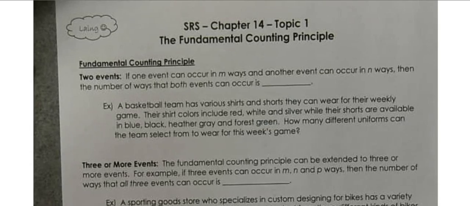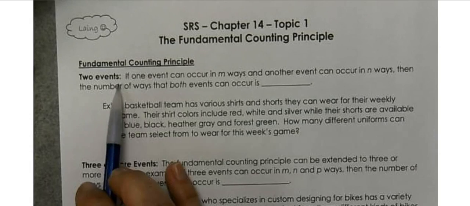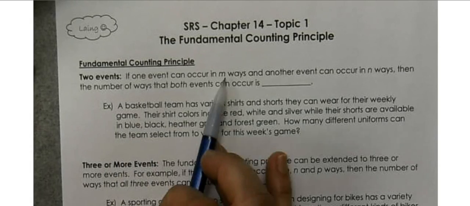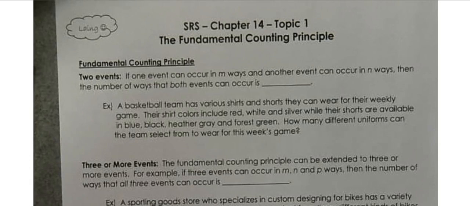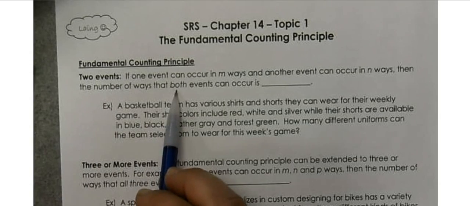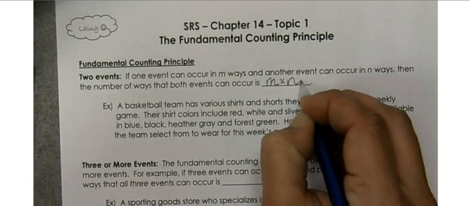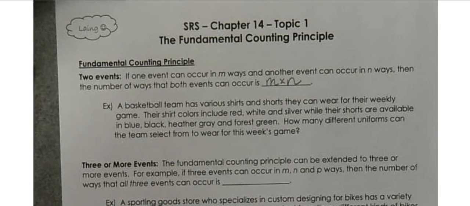Okay. Today we're going to take video notes on Chapter 14, Topic 1, which should be super easy. It's just on the fundamental counting principle. It starts out with two events, and it says if one event can occur in m ways and another event can occur in n ways, then what is the number of ways that both events can occur? Well, what we do is we multiply those possibilities together, m by n.